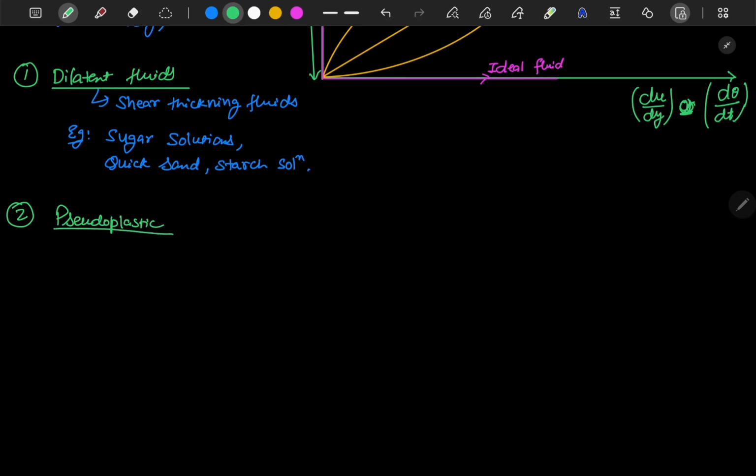Pseudoplastics. Okay, so this pseudoplastic is similar to, but the opposite of, your dilatant fluid. This is your shear thinning fluid. Okay, and if we talk about examples, they include blood, milk, and we can also talk about lipstick.